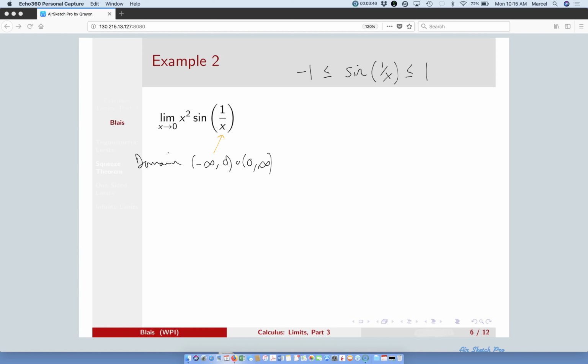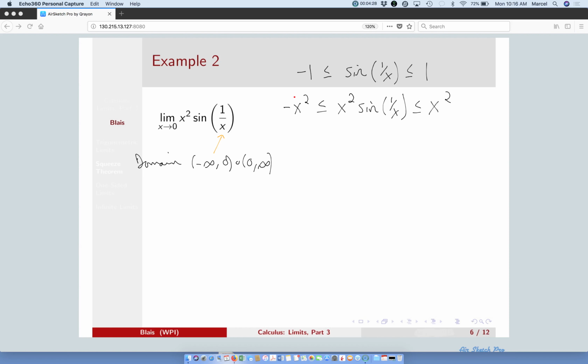And let's see if we can come up with a string of inequalities that allows us to use the squeeze theorem. So note, x squared is greater than or equal to 0, which means we can multiply every term here by x squared and still maintain the inequality. So we get negative x squared less than or equal to x squared times sine of 1 over x less than or equal to x squared. And now we note that what we have here is the function that we're given.